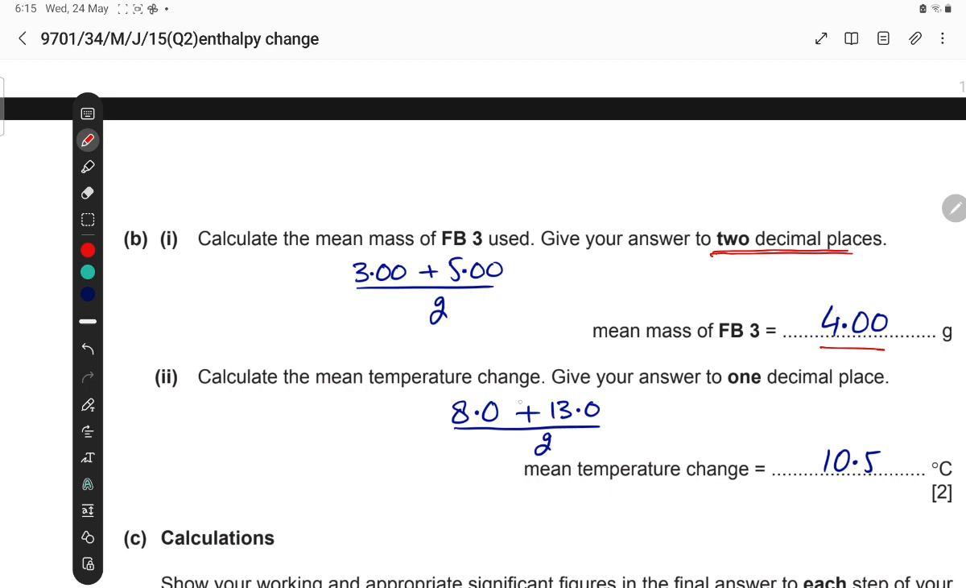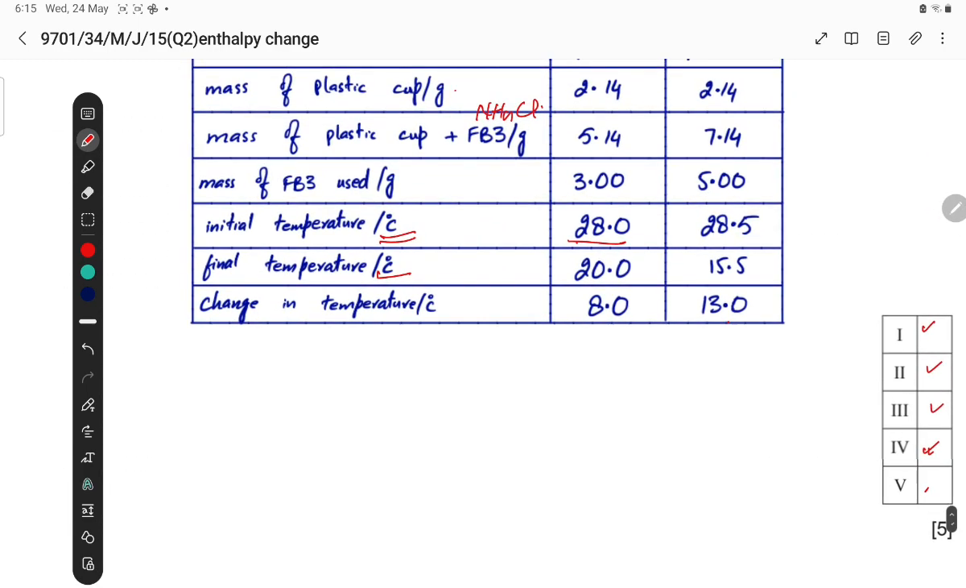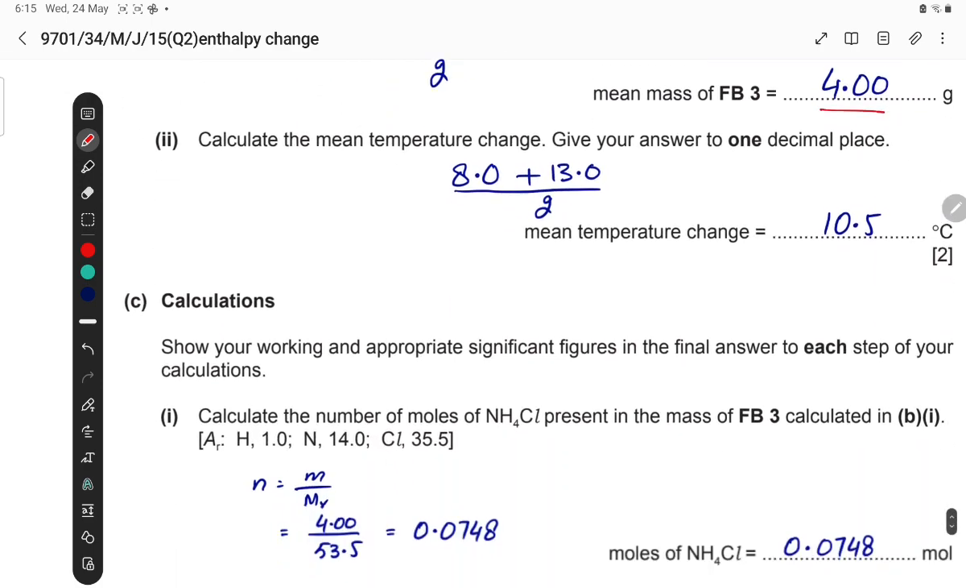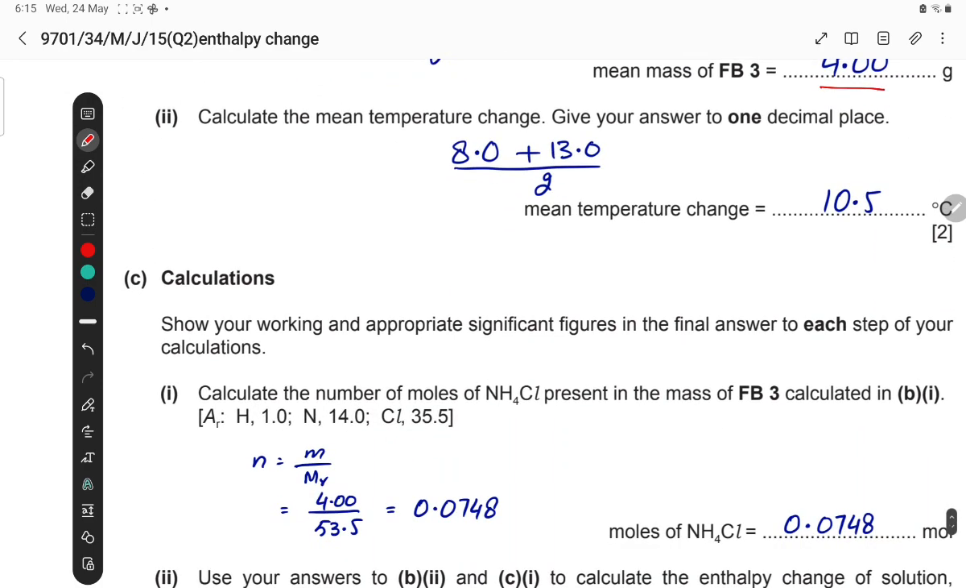Calculate the mean temperature change. Give your answer to 1 decimal place. So this is the difference of this temperature 8 and difference in this, and mean is 8 plus 13 over 2, is equal to 10.5 degrees centigrade. Mean temperature change is 10.5 degrees centigrade.